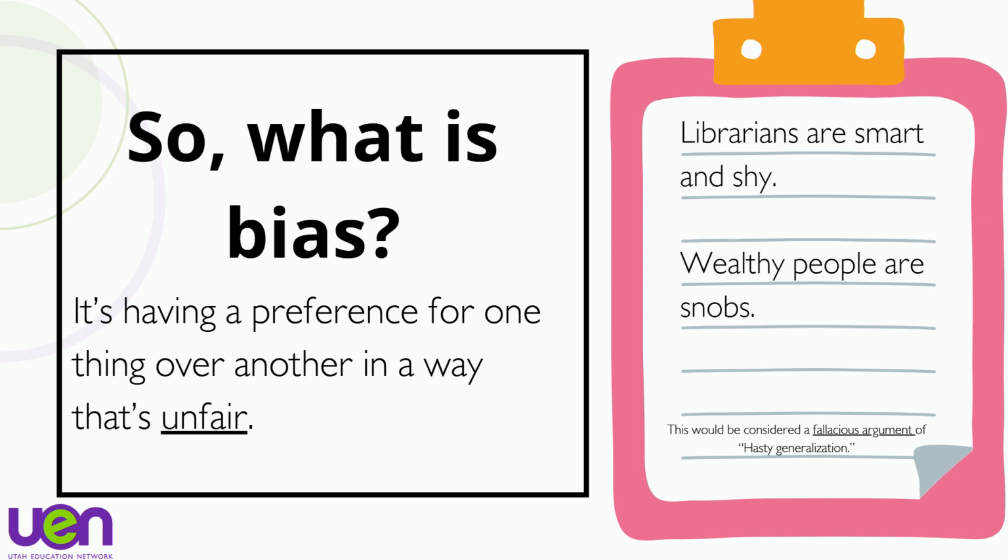So I like these examples because we all sometimes do this, saying librarians are smart and shy. Have you ever heard of that? Or wealthy people are just snobs. We make those generalizations. So those are considered fallacious arguments or hasty generalizations we want to stop doing. And we want to teach our kids that we don't want to necessarily do that. It's good to be aware of bias, but not to make those generalizations. And just being aware of it. It's okay. We all are human, like I said before, and we're going to have some form of bias, but just being aware of what that is from our prior experience and our knowledge.